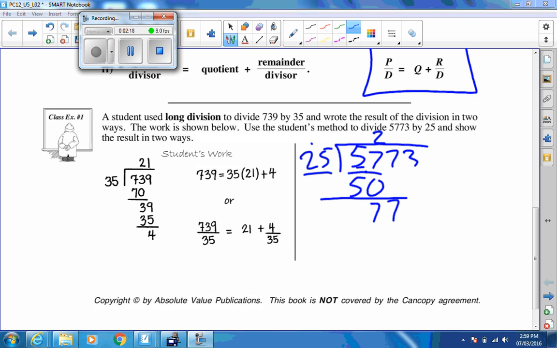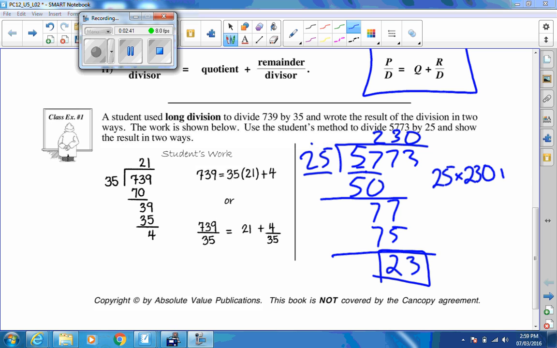7 comes down. 3 times 25 is going to be 75. Subtract down. That's going to give me 2. This 3 drops all the way down. You know, how many times does 25 go into 23? And it doesn't. Therefore, I've reached the 0 point. So it doesn't go in any more times. So 25 times 230 plus 23 is equal to that magic number of 5,773.